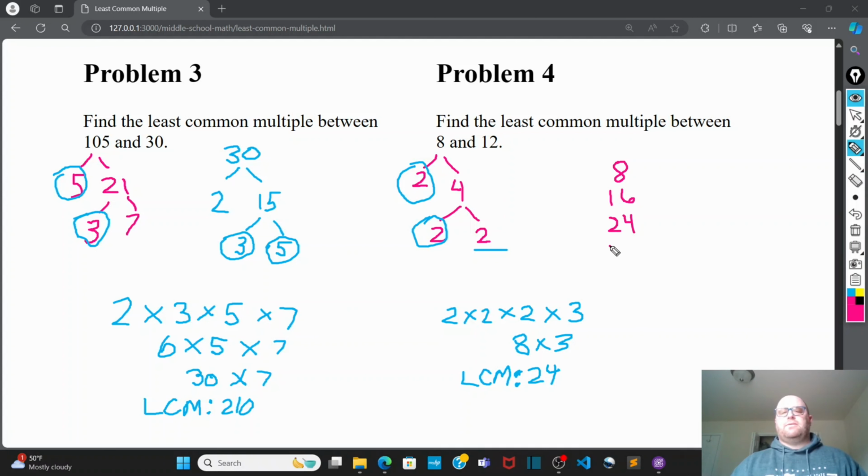Well, let's keep going. We'll do 32, 40, 48, 56, and so on. So we're listing them out. Let's try 12 and see if we get one that matches. So we have 12. 12 times 2 is 24. And we go, oh, okay, we got a match. So 24 is our least common multiple.